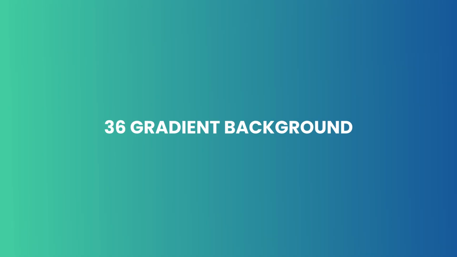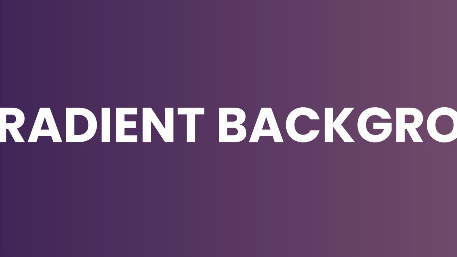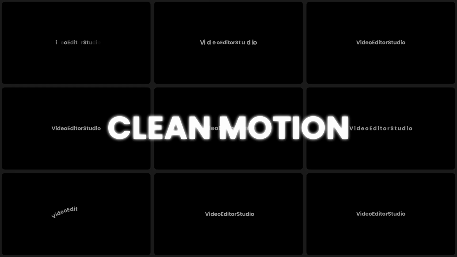The first category is 36 gradient backgrounds. So it's basically 36 pre-animated gradient backgrounds that you can use as a background for your video. Then we have clean motion 2.0 that has basically a bunch of different text animations that you can use for your video. They are very simple but very neat and practical.